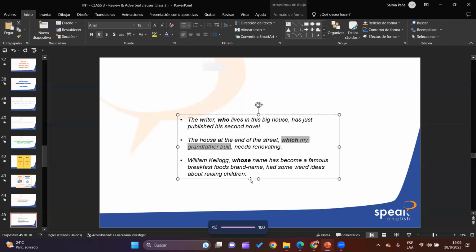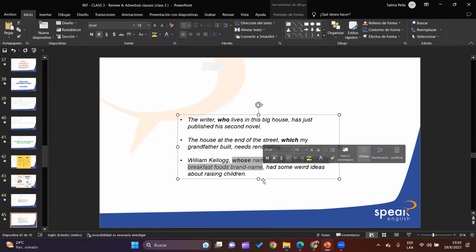Whose name has become a famous breakfast food name. Yes, this is the part that is framed between commas, so you can eliminate it. In this case, I know that the relative clauses could be tricky, but maybe with practice. I'll send you an exercise to help you practice with who and whom specifically, and I will look for some exercises with relative clauses and share them with you.